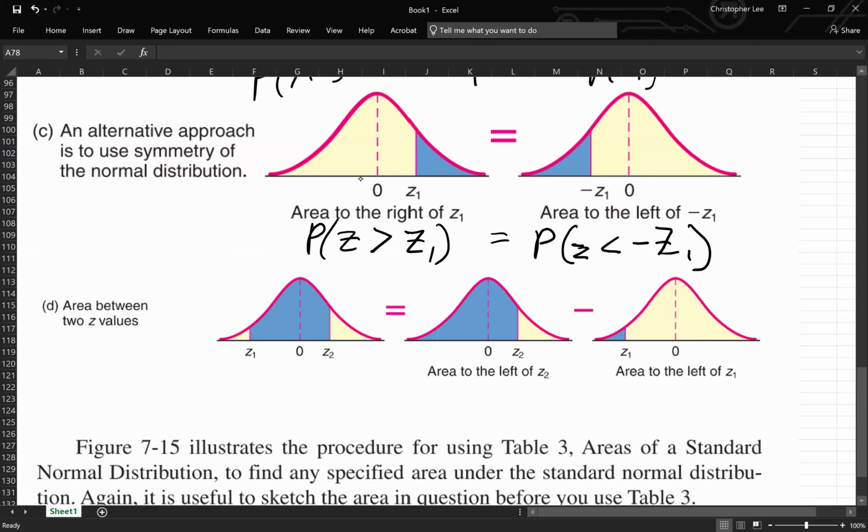Let's look at this area between two Z values, right? So if I ask you what's the probability of Z1 less than Z less than Z2, in between two numbers, you take the area of the biggest one to the left minus the area of the little one to the left. And that's how you get the area in between two individual numbers.